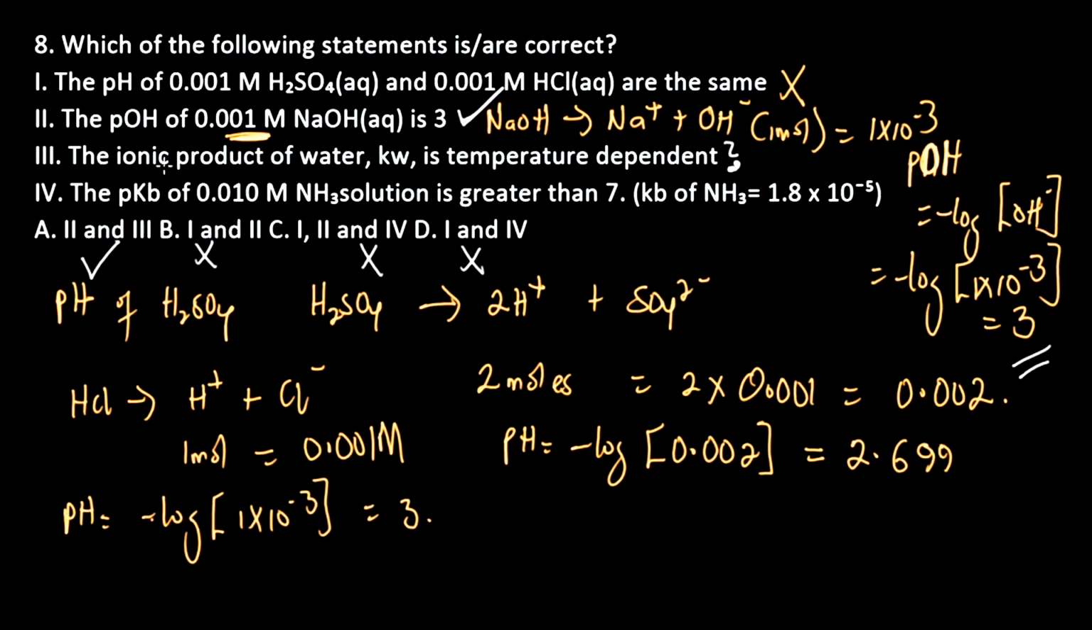So looking at this, let's go back to this. The ionic product of water is temperature dependent, and that is true. At 25 degrees Celsius, Kw is 10 raised to power minus 14. But as the temperature changes, this value changes. So it's temperature dependent. This is right. You can find this out yourself. The pKb of this base is greater than 7, right? They said the pKb of this base is greater than 7. This is the answer. We have A.